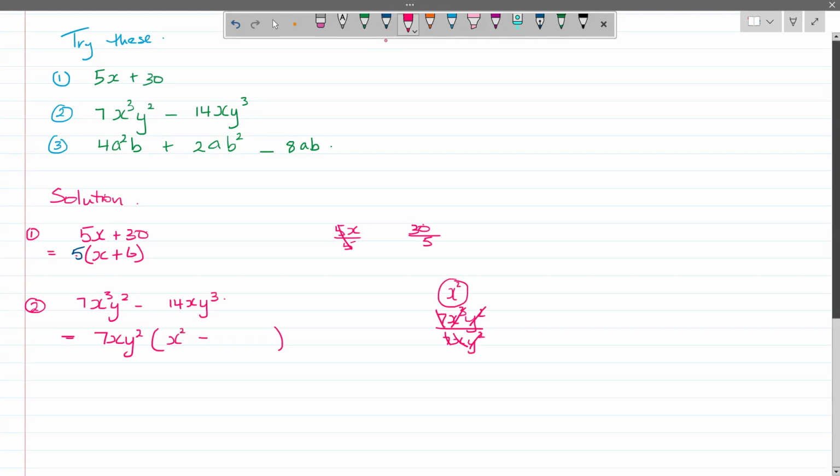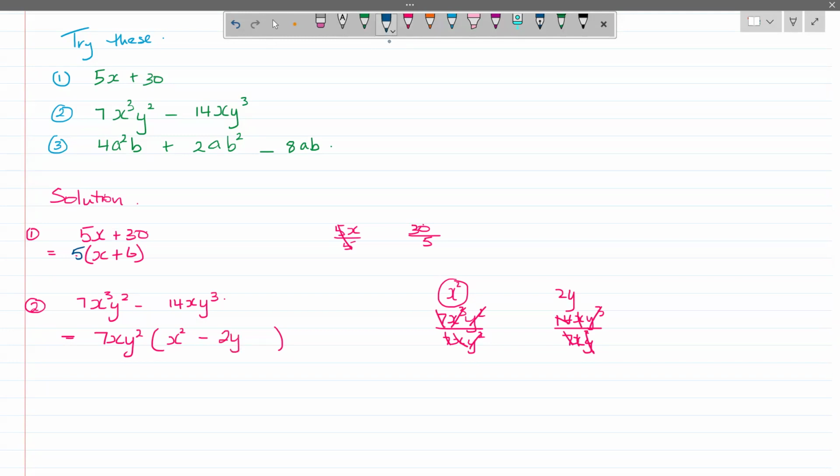Take back our sign, and then we have 14xy cubed over 7xy squared. So 7 into 14 will give me 2. X into x will cancel. Y squared into y cubed will leave me with a y. So I'll get 2y here.